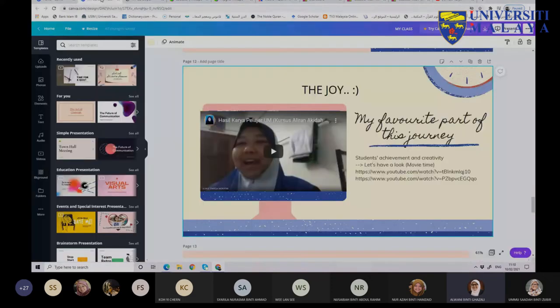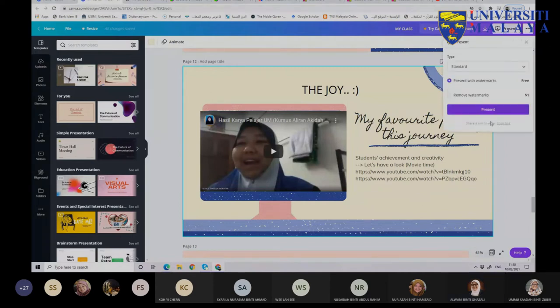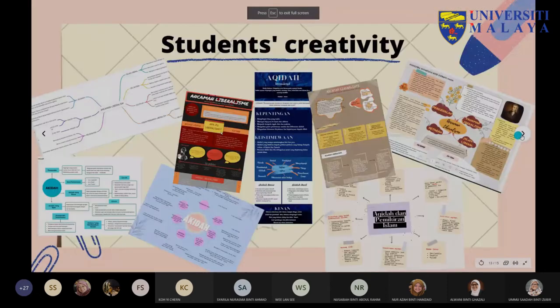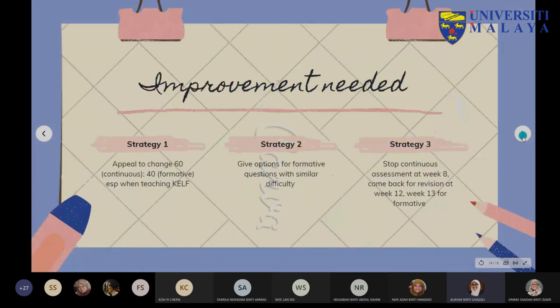Okay, so this is what I appreciated from them. I also kept all the students' creativity, and you can see how they have produced infographics and mind maps from the notes that I asked them to do. Not only notes, but also the infographic activities. So basically that's all from me. Yeah, one more thing.